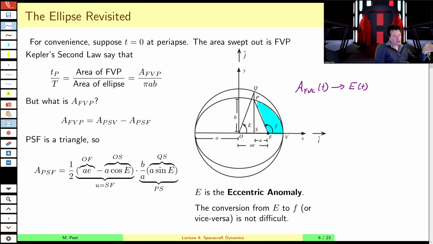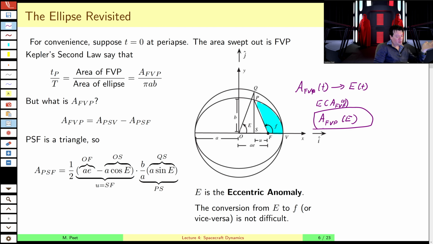That's a little bit harder, actually. So what we would really like is eccentric anomaly as a function of AFvp, which we then know as a function of time. But of course, that's a harder problem. So actually what we're going to be doing is calculating AFvp as a function of eccentric anomaly, and then trying to invert that expression. So that's what we're looking for, AFvp as a function of eccentric anomaly.